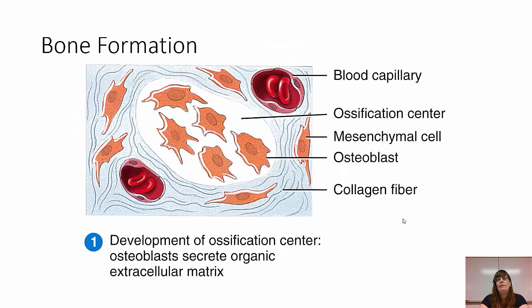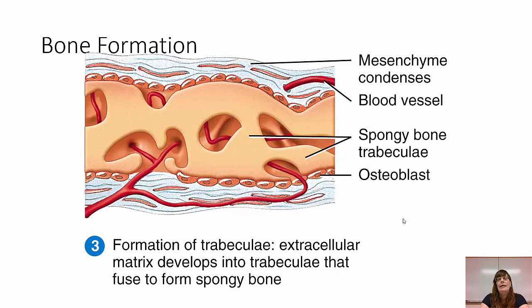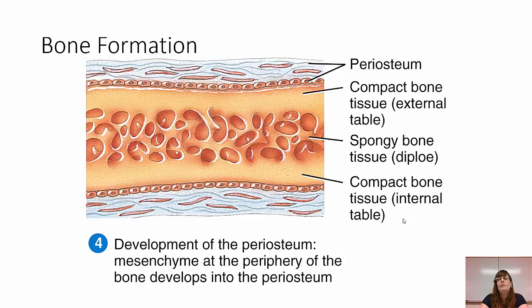So here's a picture. You have that ossification center, and the osteoblasts secrete that extracellular matrix. The calcium salts are deposited. The osteocyte is now in the lacuna, and newly calcified bone matrix is forming. And then you have that kind of weaving in and out of the trabeculae, and the vascularization also occurs. And then what is left over develops into the periosteum, so it kind of looks like a sandwich.